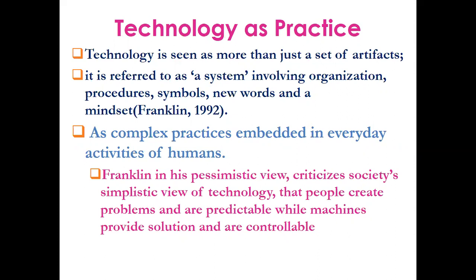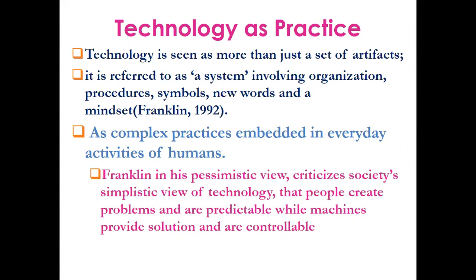This school of thought calls it a system. Talking about organization, you have to have some elements of organization, procedures, symbols, new words, and the mindset. This is by Ursula Franklin. Here she sees technology as complex practices embedded in everyday activities of humans.